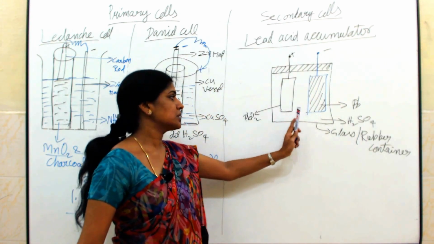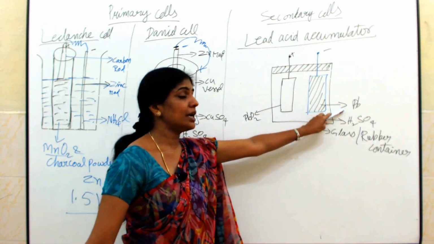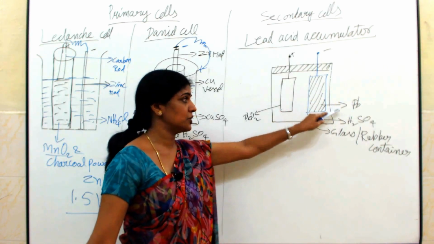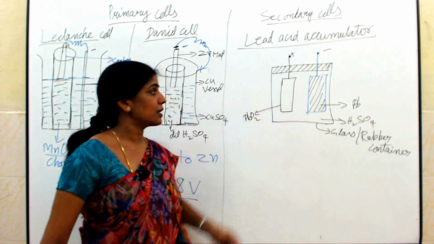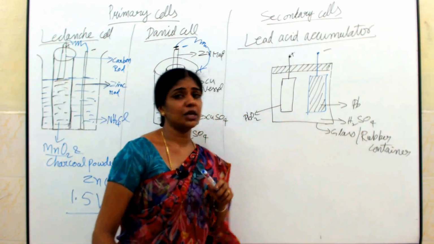Inside I have 2 electrodes. One is spongy lead and the other one is lead oxide. This spongy lead will act as your cathode. Write down: the cathode in the lead acid accumulator is spongy lead, and lead oxide is the anode. It is immersed in an electrolyte, dilute sulfuric acid.